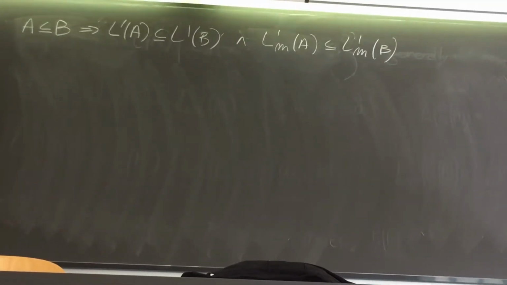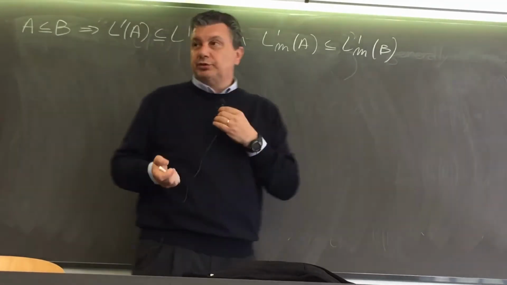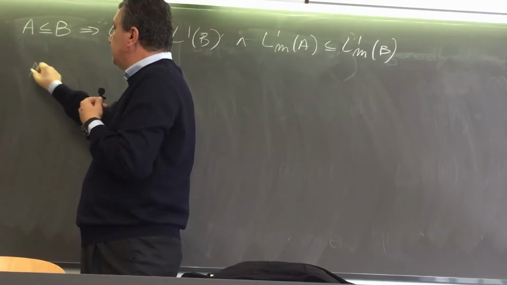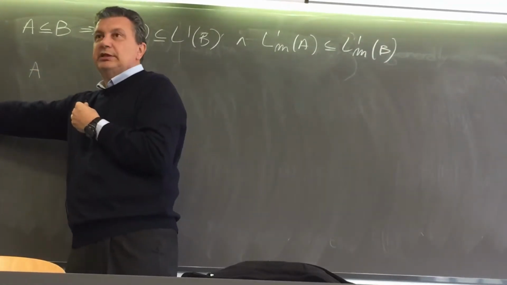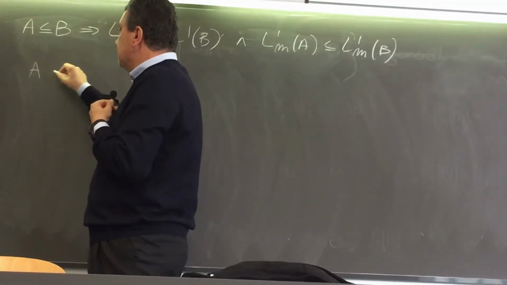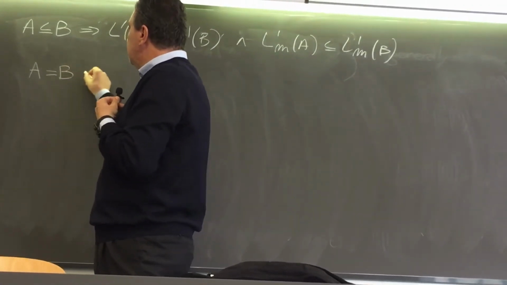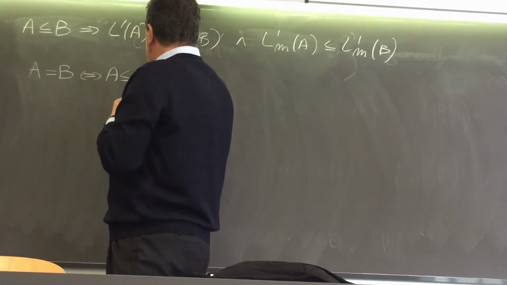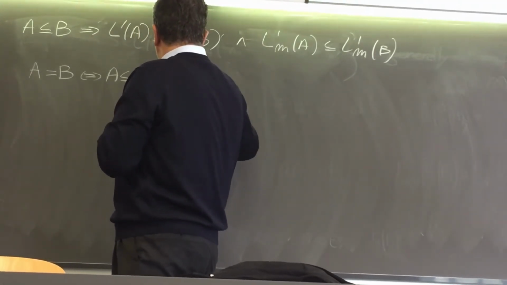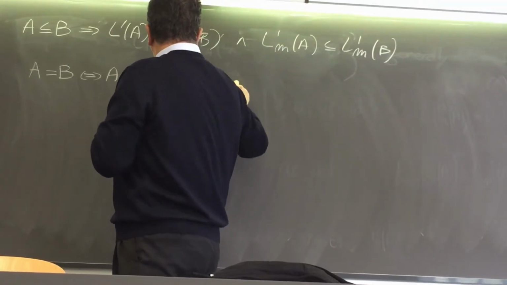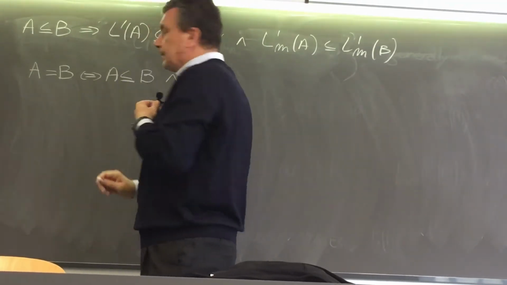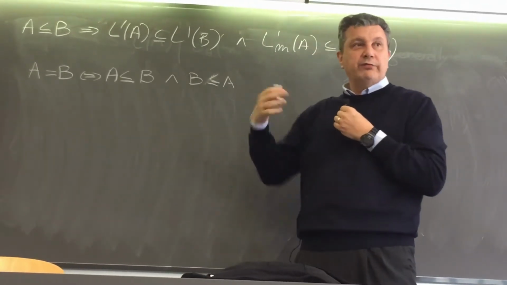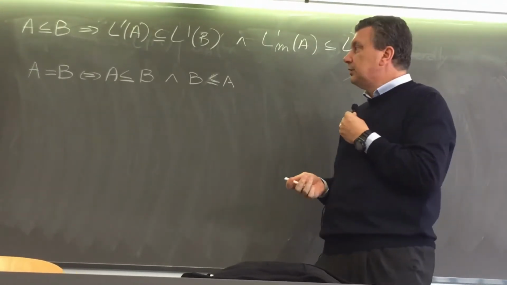Given this, basically we have nothing more to say. We can define equality without any effort, as we did for marked automata. So we say that A is equal to B if and only if A is a subautomaton of B and B is a subautomaton of A. That's the strong equality, or equivalence, or isomorphism.